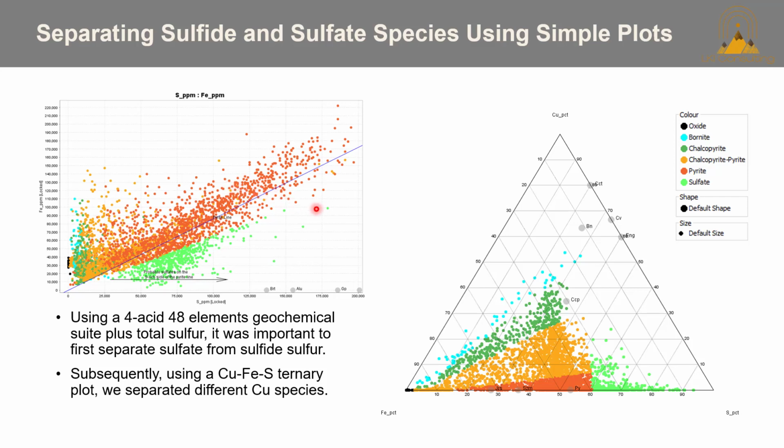The next step I took was to plot an iron, sulfur, copper ternary diagram, and on here I put nodes for different copper sulfide species. For example, you have here covellite, this is enargite, bornite, chalcopyrite, and then I separate out species based on their trend towards the respective nodes.